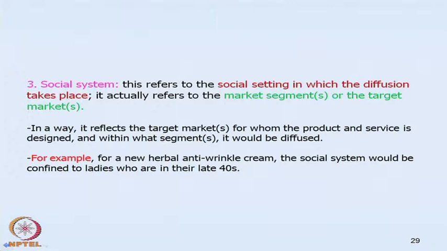Here, the social system means the target market or the target segment for whom that particular product, or the innovative product, is meant. So if it's a new anti-wrinkle herbal cream, women in their 40s will be the social system for such products.